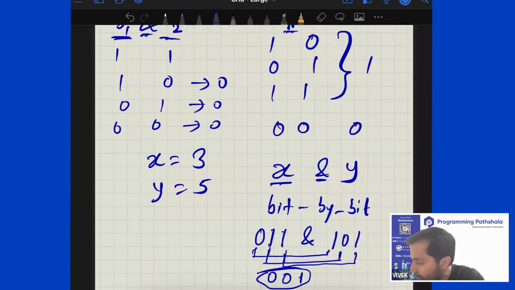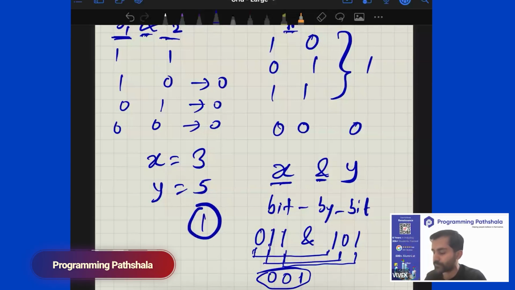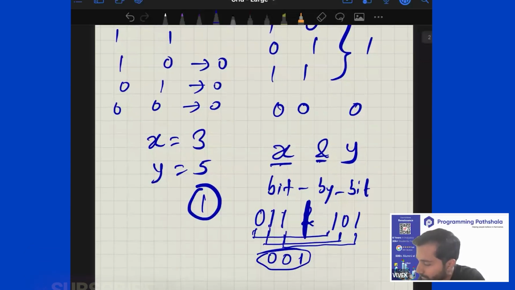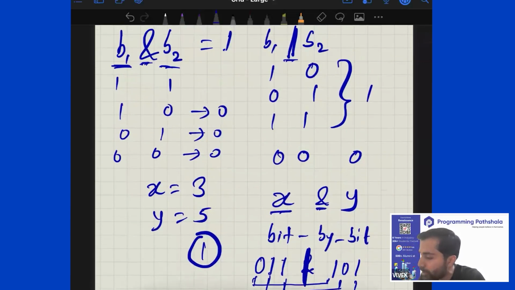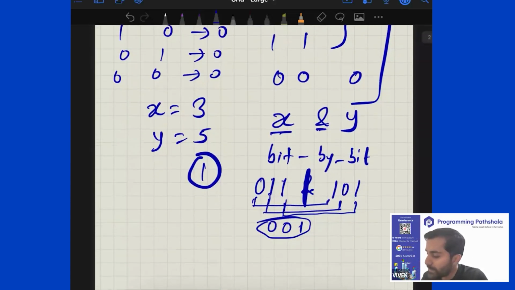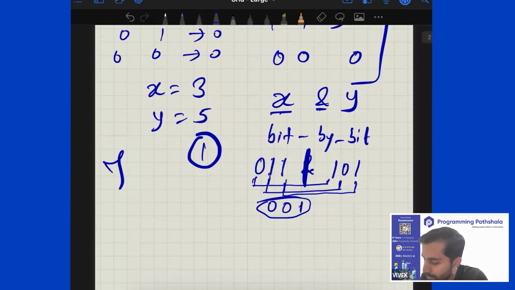So what is this? This thing is 1. So I would say that 3 and 5 is equal to 1. That's the result. Okay. Similarly, when you take an OR, the operation also happens bit by bit following this particular rule. Now, one great thing about bitwise operators is that they are ultra fast. They are very, very fast.